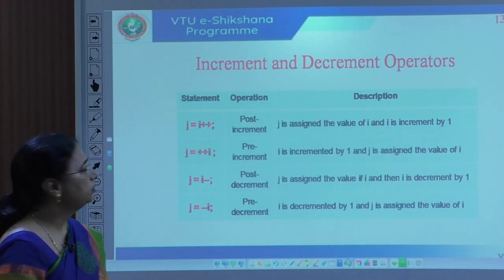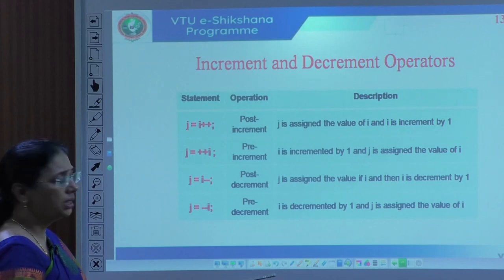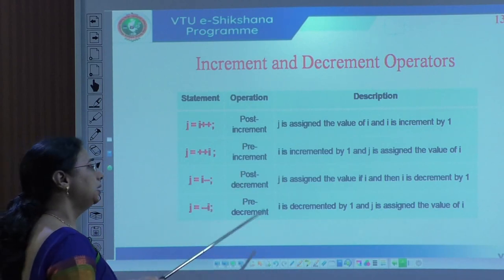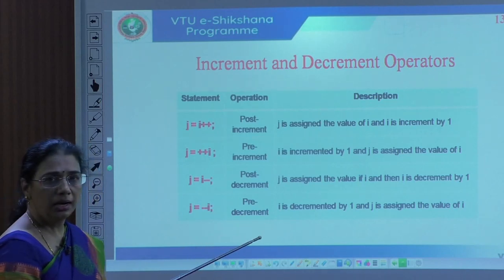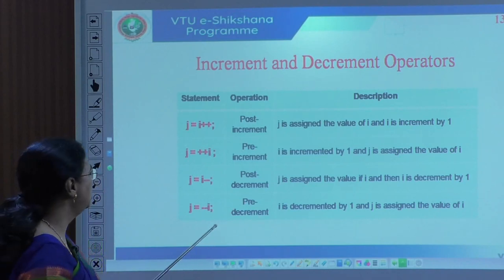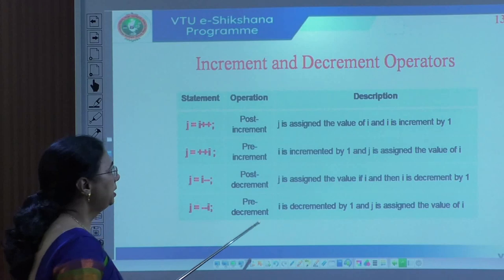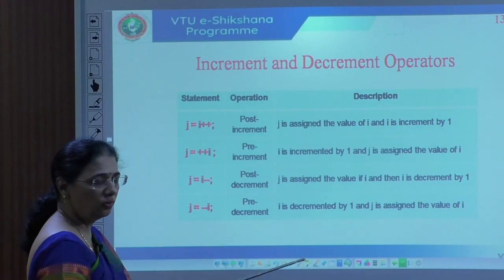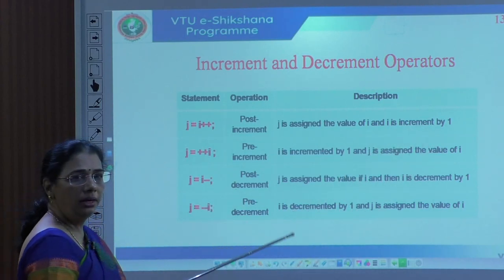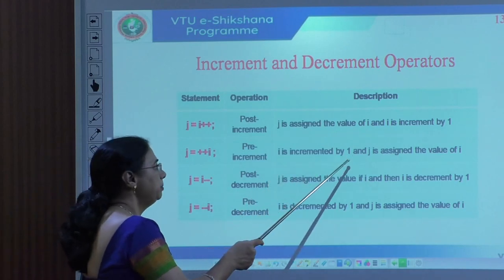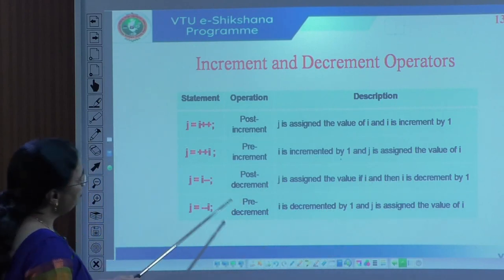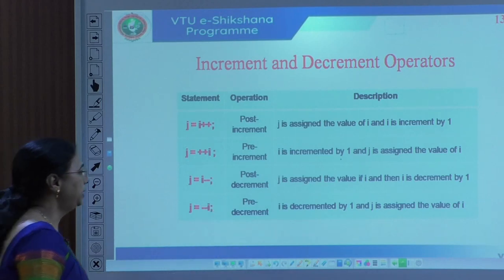So, here is the list of different increment and decrement operators. As you see, there is post-increment and pre-increment. The difference being, we have two variables j and i, and i is going to be either incremented or decremented and assigned to j. In post-increment, j is assigned the value of i and i is incremented by 1. In pre-increment, before the assignment, i is incremented by 1 and j is assigned the value of the new i. And the same thing with the post-decrement and the pre-decrement.